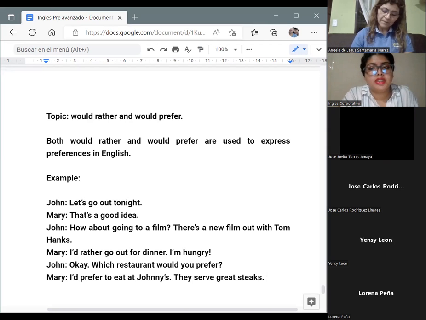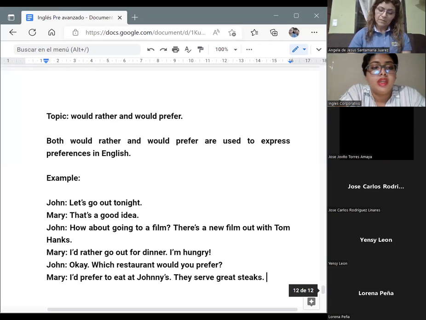So in this first conversation, we have two people making plans about the things that they are going to do in the night. John is telling Mary, let's go out tonight. He is starting the conversation and giving the ideas. And she said, that's a good idea. How about going to a film? There is a new film out with Tom Hanks. He wants to go to the movies, to see a movie because there is a new movie.